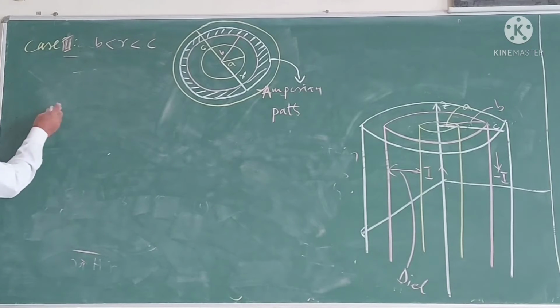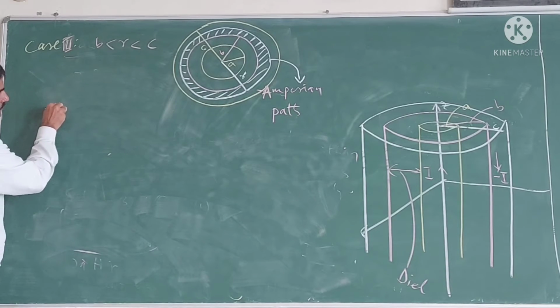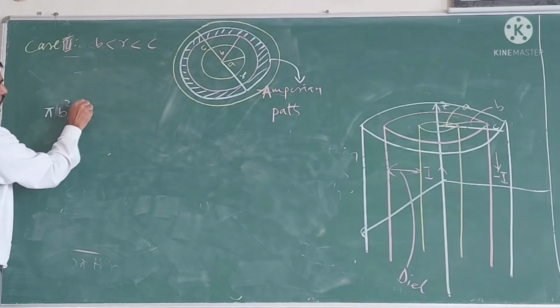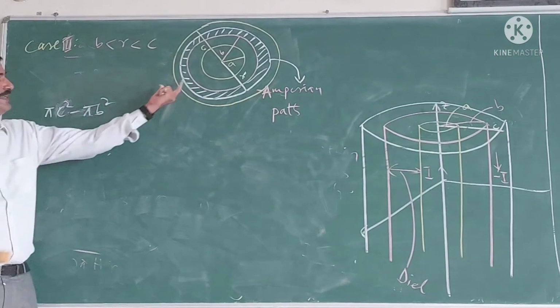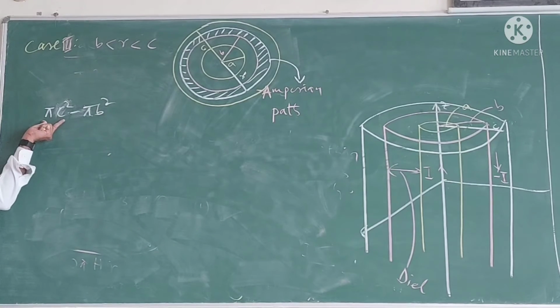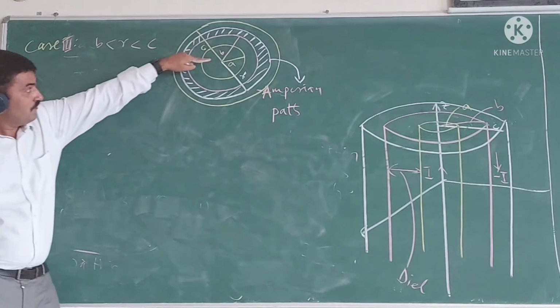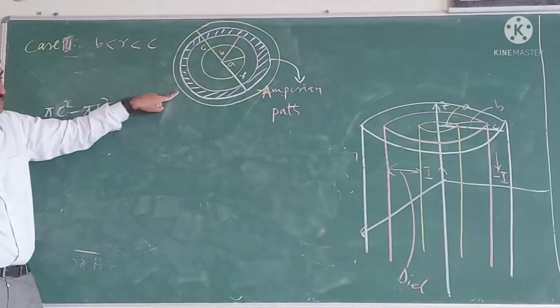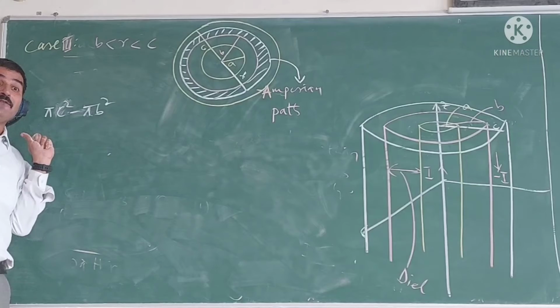Let's see this. What is the current in the outer conductor? This is the outer conductor area minus the inner conductor area. Is this the area of the outer conductor or not? From here to here, pi c square. From here to here, pi b square. This minus this will give only the area of the outer conductor.